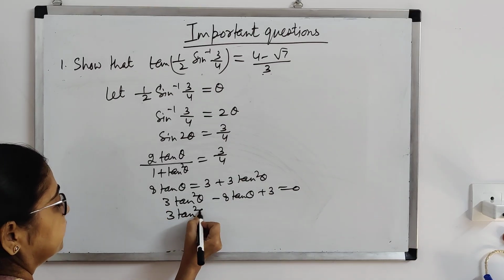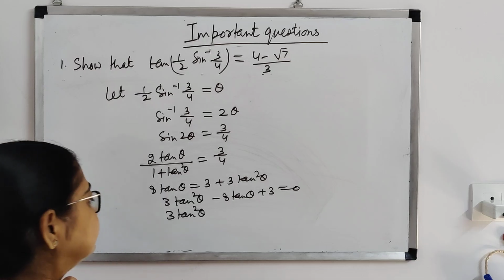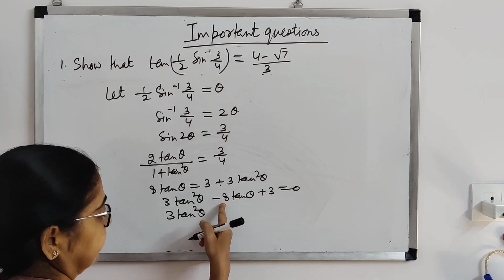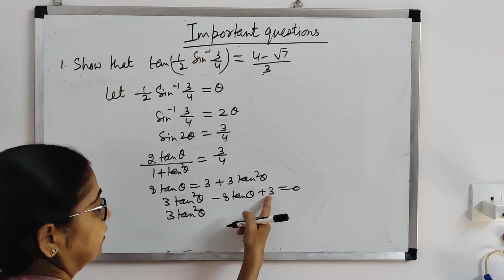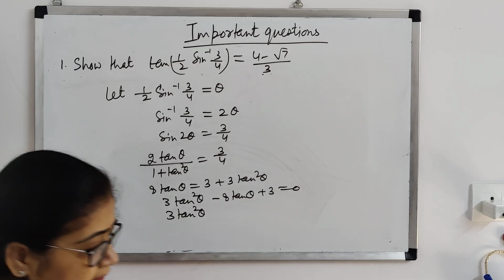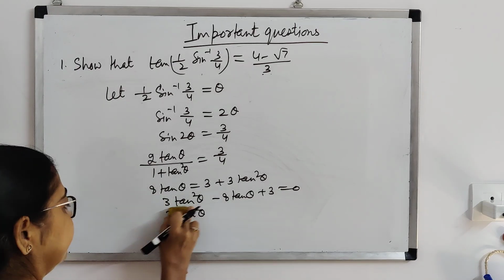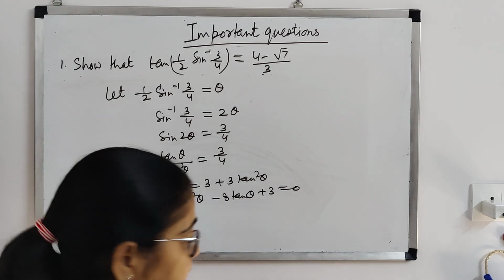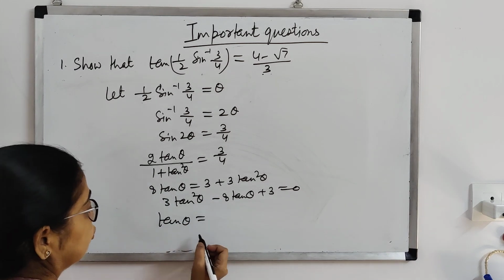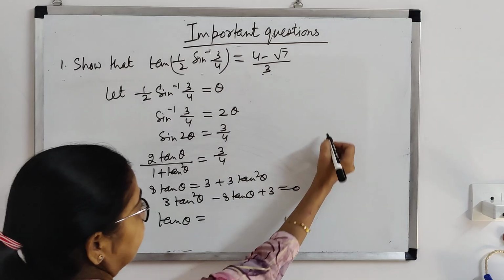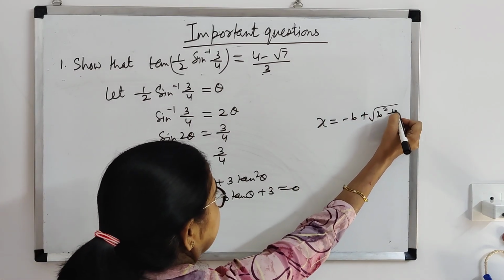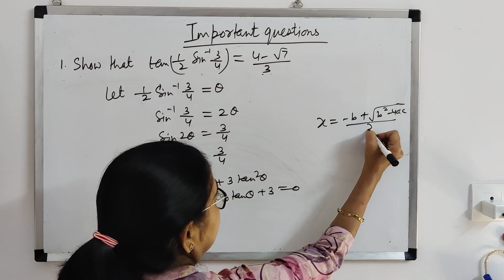It is a quadratic equation in tan theta. So we want 8 minus 8 here and 3 3s are 9. So directly splitting the middle term is not possible here. So we use the quadratic formula. This is the formula, x is equal to minus b plus minus square root of b square minus 4ac, by 2a, if you remember, you have done in class 10.